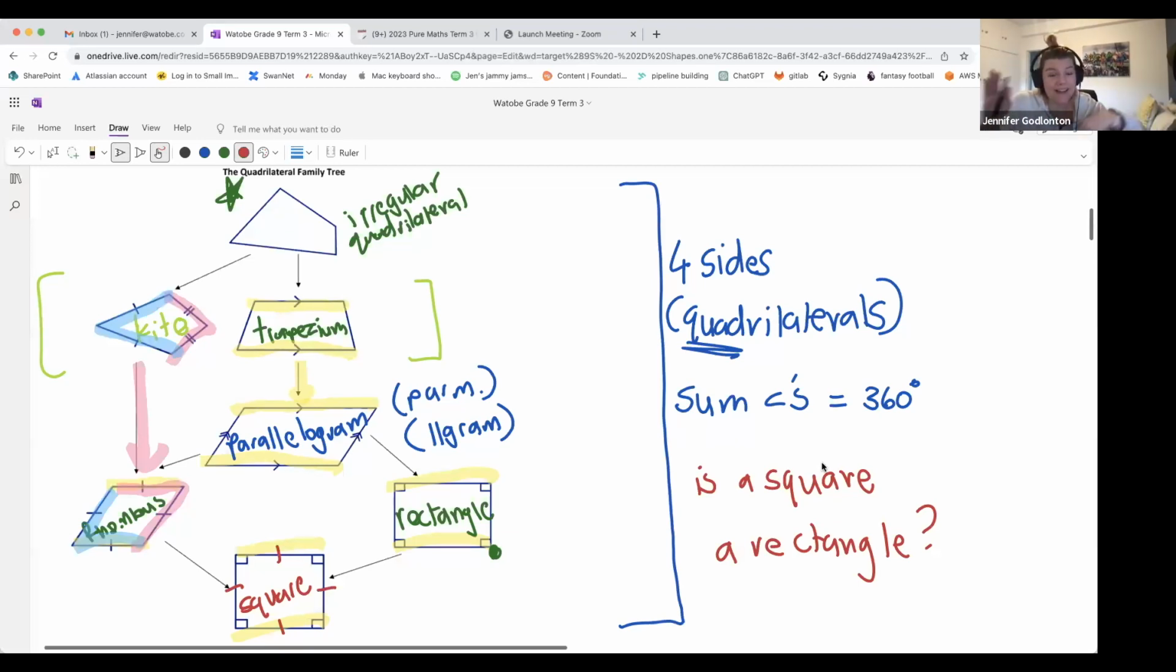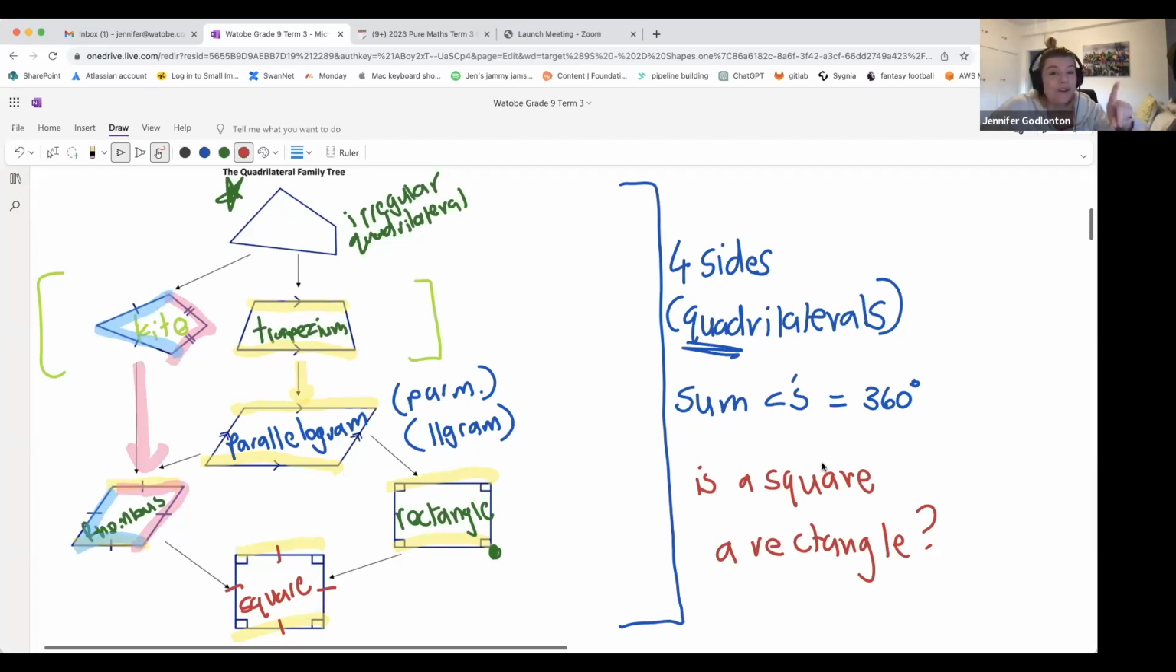A square is a rectangle, but a rectangle is not a square, because a rectangle doesn't have the same qualities that a square has, because one of the qualities of a square is that all of the sides are the same, and a rectangle doesn't have that. So a square is a special rectangle, but a rectangle is not a square.